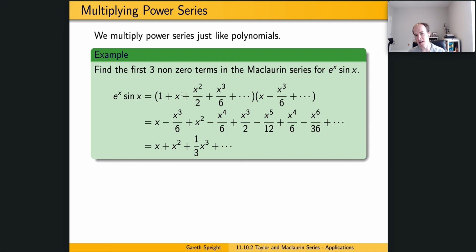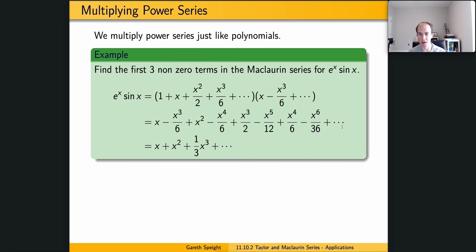I take the x squared over 2 and multiply by each term in the next bracket, and we get x cubed over 2 minus x to the 5 divided by 12. And then so on, with the x cubed over 6 giving us an x to the 4 over 6 minus x to the 6 over 36. There were lots of terms that weren't included just because it's an infinite series. After all, there would be an x to the 4 over 4 factorial term and more terms in the second one. So we just keep these as dot, dot, dot.